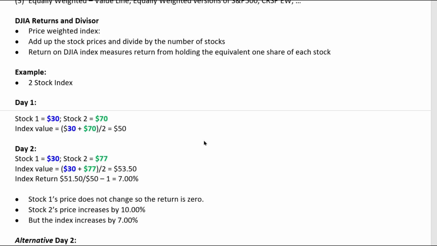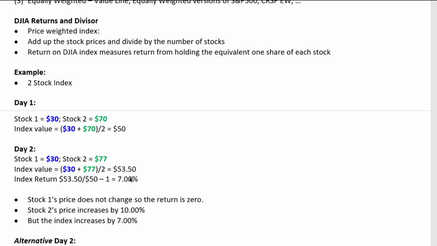This is a price-weighted index. The way this works is you add up the price of all the stocks that are in the index, there are 30, and divide by the number of stocks. Then the return on the index essentially is measuring the return from holding the equivalent of one share of each of these 30 component stocks. This creates an interesting effect for price-weighted indices, because a stock with a higher nominal price, regardless of its impact on the economy or the size of the company, is going to have a greater effect on the index.